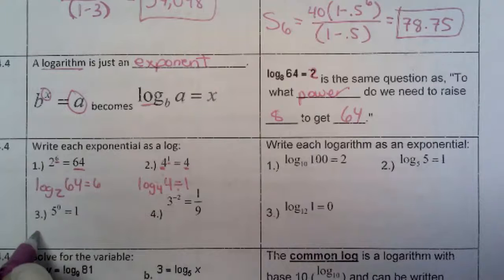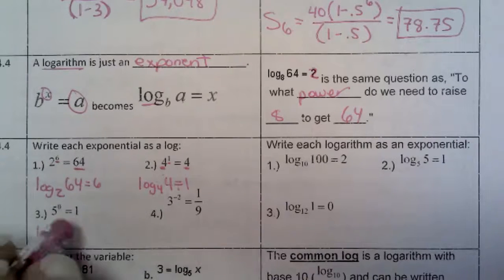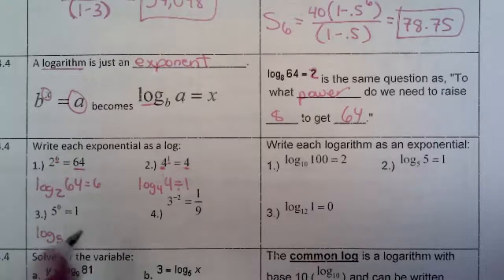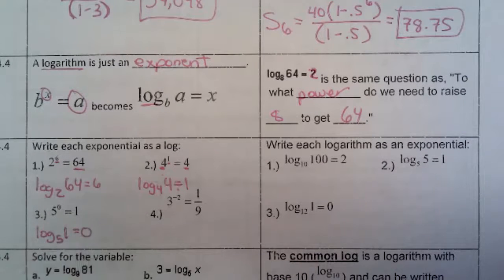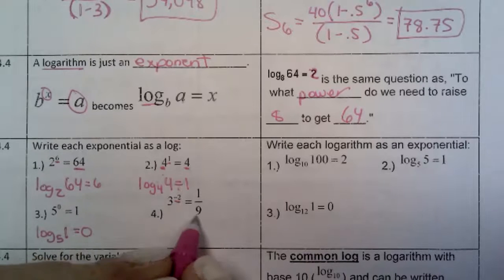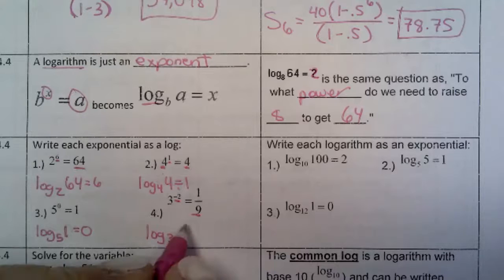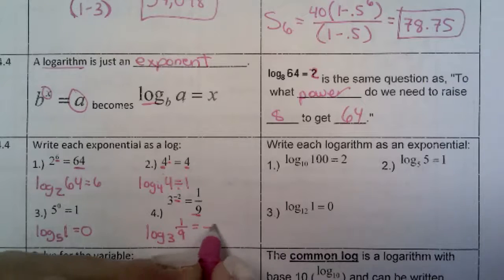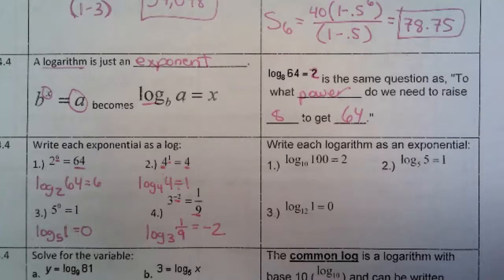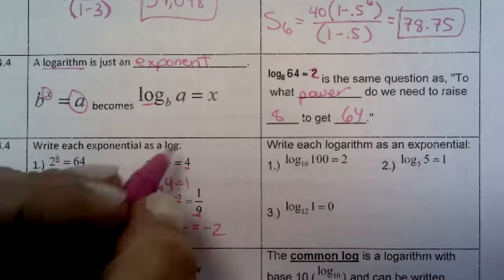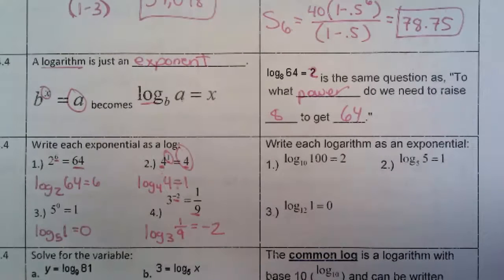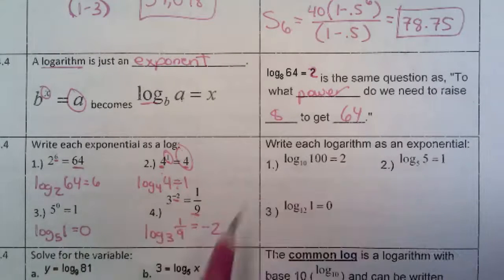Same thing here. It's going to become log base 5 of 1 equals 0. Same thing here. These are going to trade places. So it's going to become log base 3 of 1/9 equals -2. So I'm just changing these two, the exponent and what's on the other side of the equals sign. They change places.